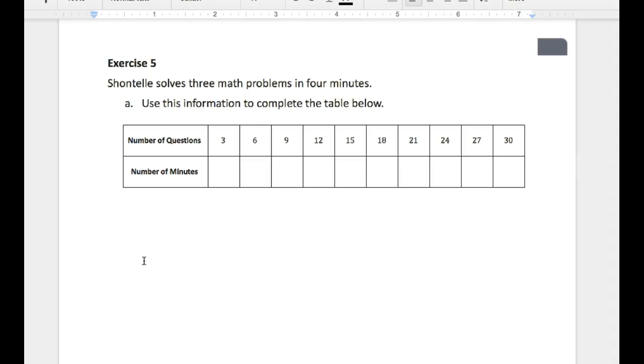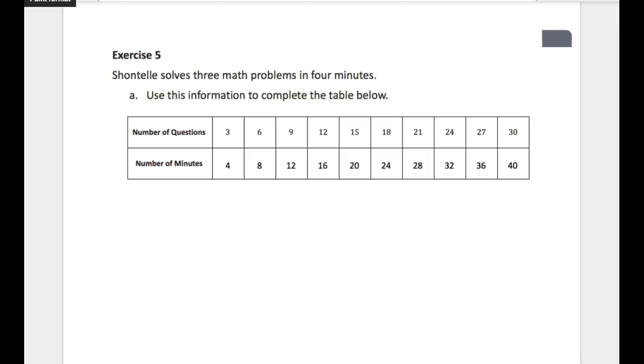Okay, so Chantel solves 3 math problems in 4 minutes. Use this information to complete the table below. Well, take a minute and do that yourself, and then write the numbers down in your answer on the puzzle, and then come back to the video. And here's what your table should look like now. 3 questions in 4 minutes. Okay.